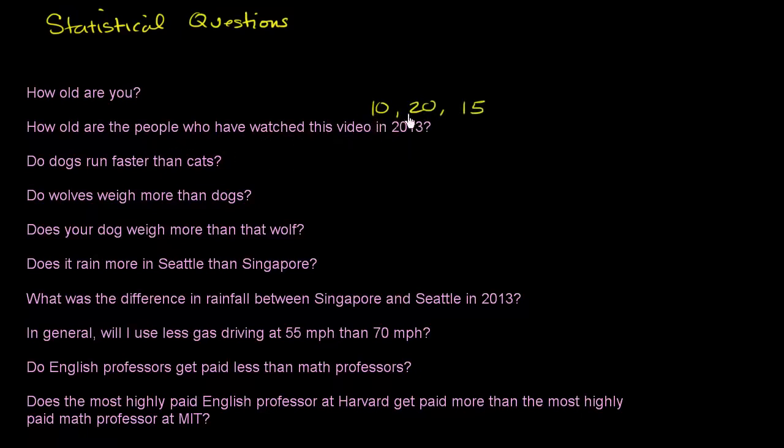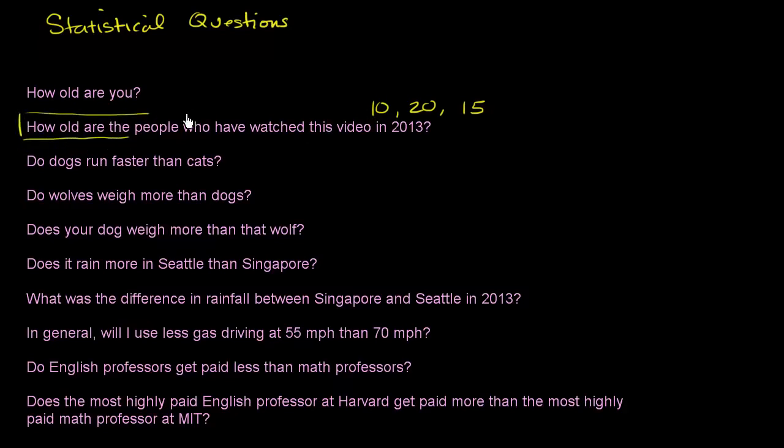Do you give all of the ages? But we want to get a sense of, in general, how old are the people? So this is where statistics might be valuable. We might want to find some type of central tendency, an average, a median age for this. So this is absolutely a statistical question.